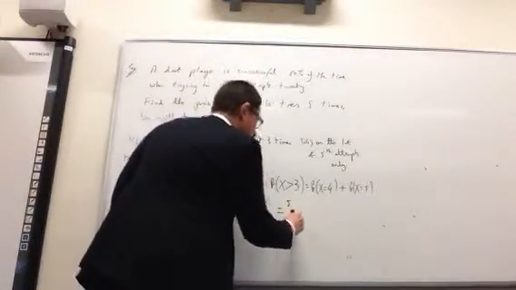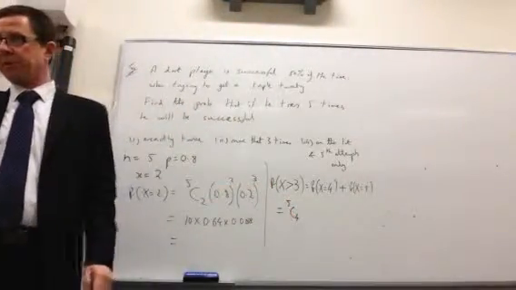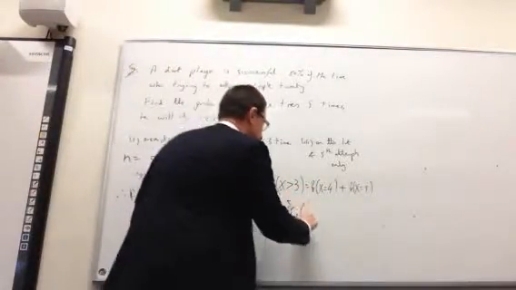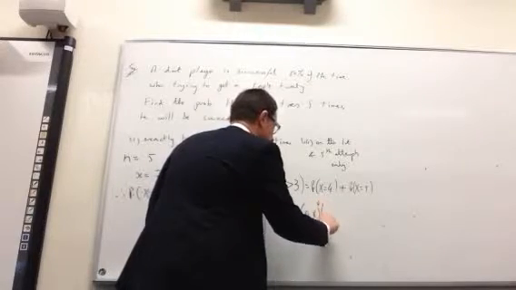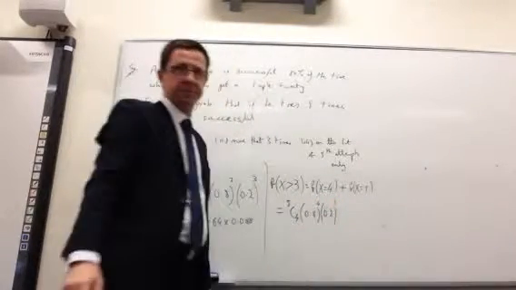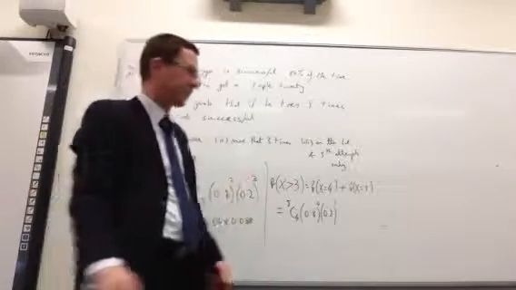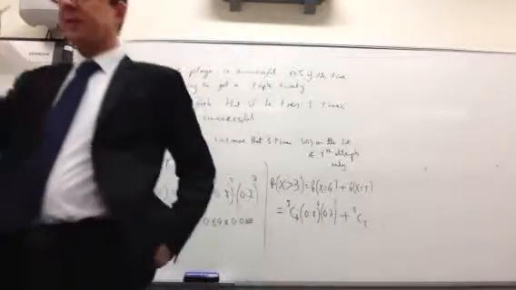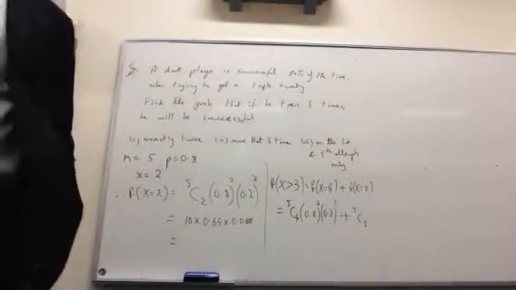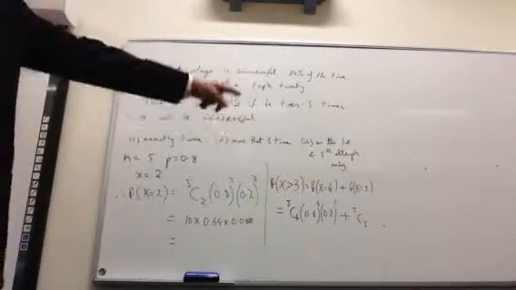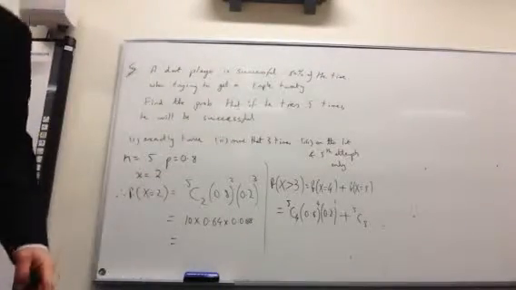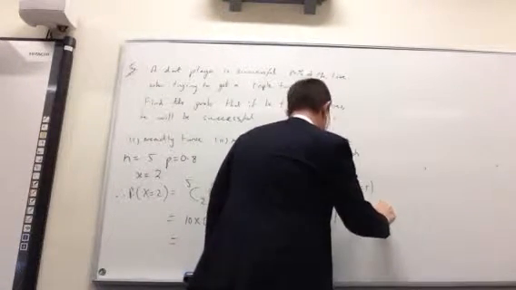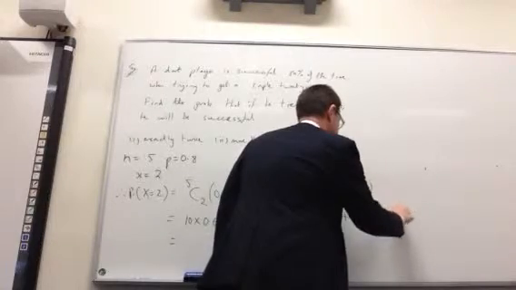So, first I'll do the manual setup and then we'll talk about how to do it in the CAS. If you're doing it manually, probability X equals 4, 5C4, 0.8 to the power of 4, 0.2 to the power of 1. 4 successes, 1 failure. Or plus 5C5, because another thing they often do, they set these up in multiple choice and you have to circle the correct option. 0.8 to the power of 5, 0.2 to the power of 0.